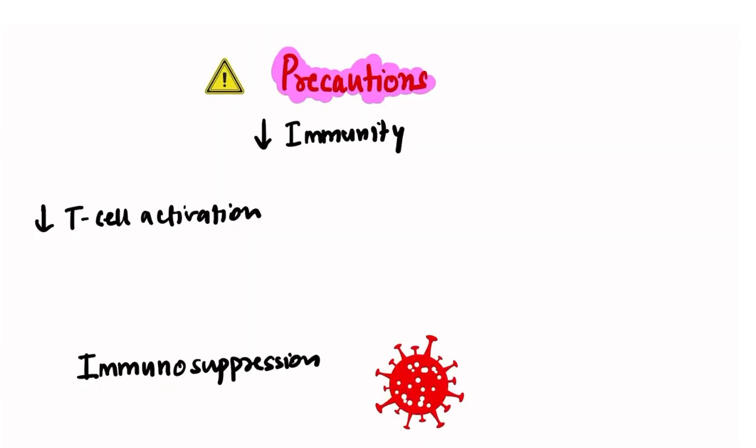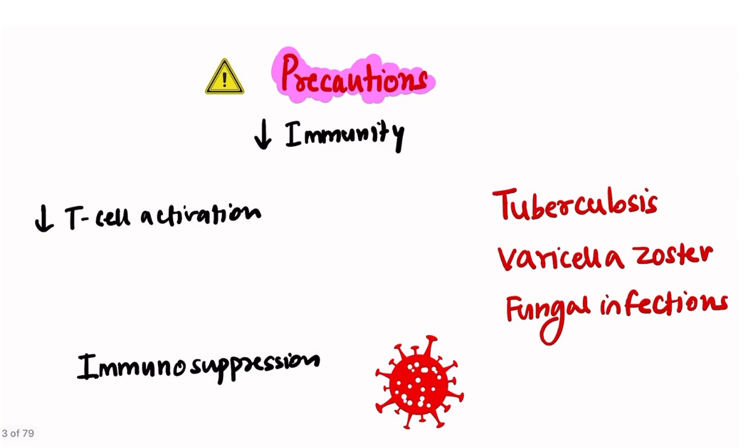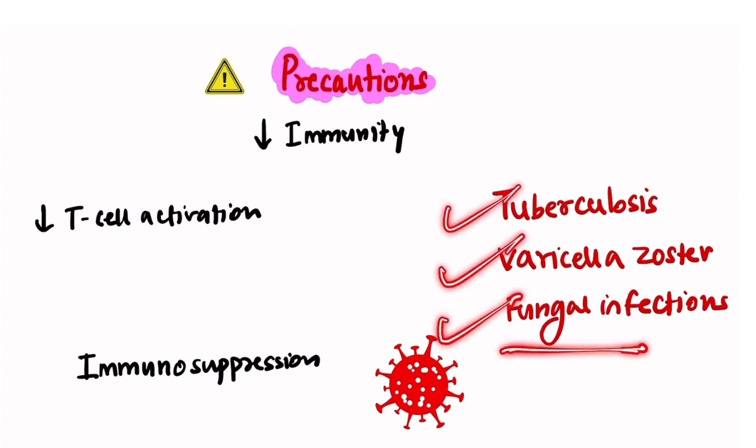Now, important precautions which have to be taken care of while prescribing prednisolone. As we know, prednisolone decreases immunity, which leads to decrease in T cell activation and which leads to immunosuppression. But this immunosuppression can increase the risk of certain infections, for example tuberculosis, varicella zoster and other fungal infections. So, the possibility of these diseases has to be ruled out before prescribing prednisolone.